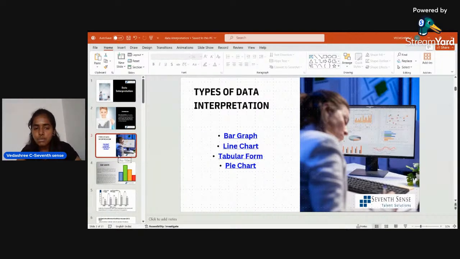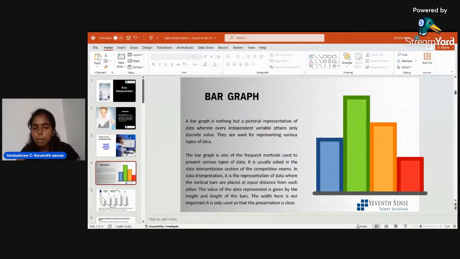So there are four types of data interpretation problems here, that is bar graph, line chart, tabular form and pie chart. Bar graph is nothing but a pictorial representation of data where every variable attains only one discrete value. Different variables attain different discrete values, and that is known as a bar graph. Then how do you solve the problems based on bar graph?